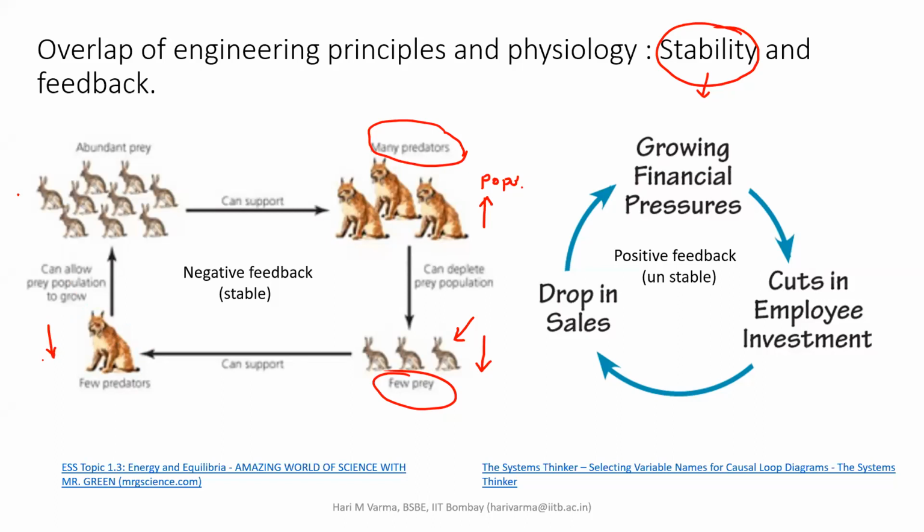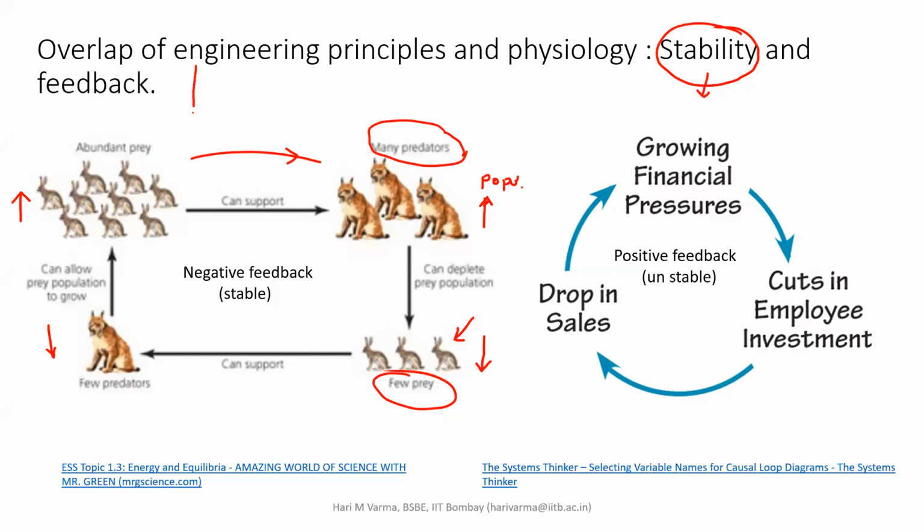If the predator population comes down, what will happen to the prey population? The population will increase, right? Because there are not enough predators, so they can live happily. But then if it increases, what will happen to the predator population? It will increase, right? But then you can see it as a loop where there is a stabilization that is happening.